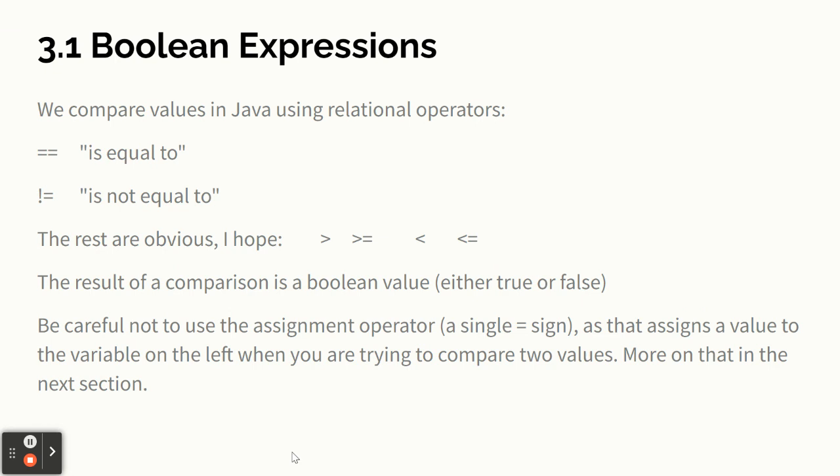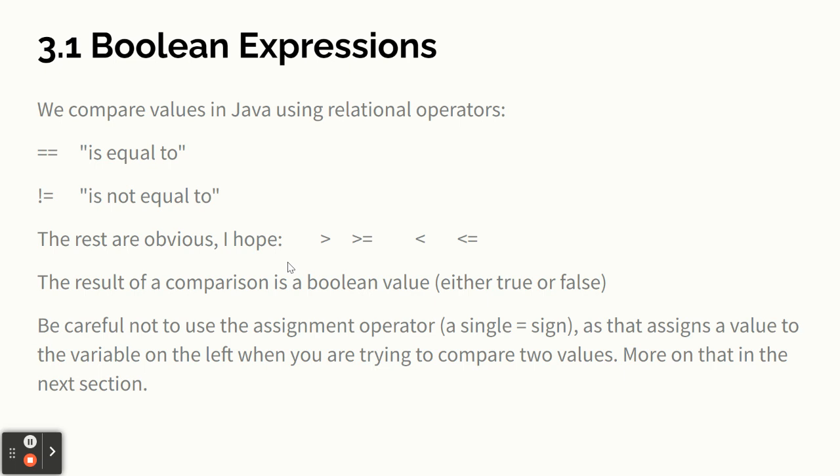We compare values to primitive values using the double equal sign. And also we could compare two values with a not equal sign, which is exclamation point equals. And then we've also got greater than or equal to, less than, and less than or equal to. They look like these up here. And the result of a comparison of two values is a Boolean value, which is either true or false.